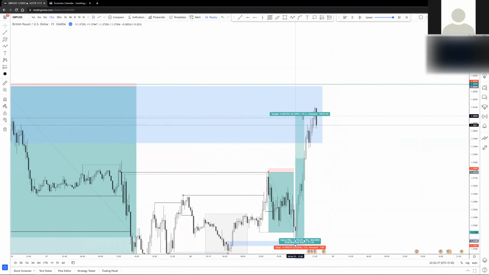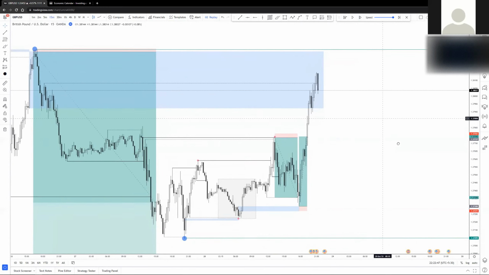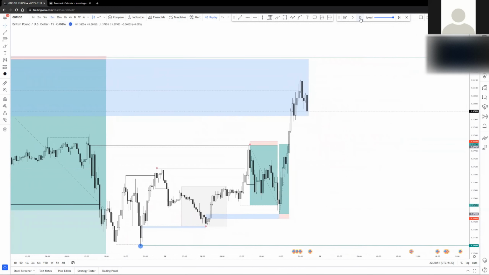You could have even held it until this. But if you're really unsure, you can just close it here. Because what if they tap here and then drop like this? That can happen anytime, because that's a premium price. So we are inside of a sell zone.